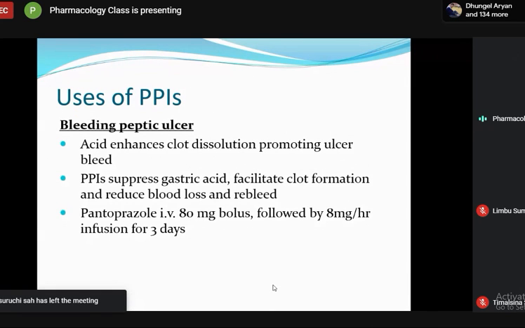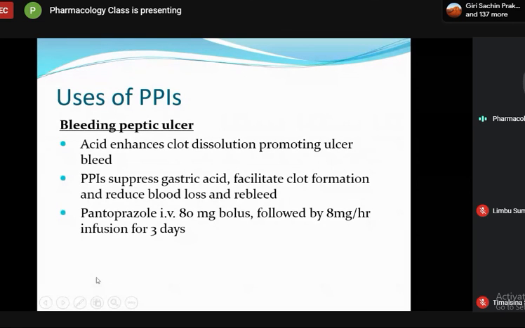Then bleeding peptic ulcer, where there is bleeding in cases of peptic ulcer. In that we can give the proton pump inhibitors. Usually acid enhances clot dissolution and promotes the ulcer to bleed. Proton pump inhibitors suppress the gastric acid and facilitate clot formation, and thus decrease blood loss and rebleed. In bleeding peptic ulcer, it is an emergency condition, so we have to give the drug by intravenous route, in which we can give pantoprazole.